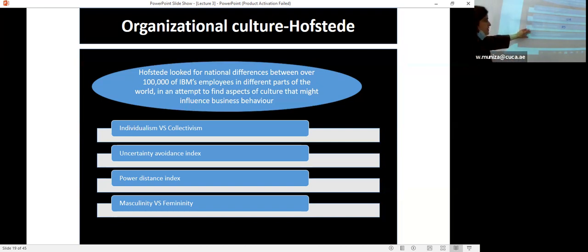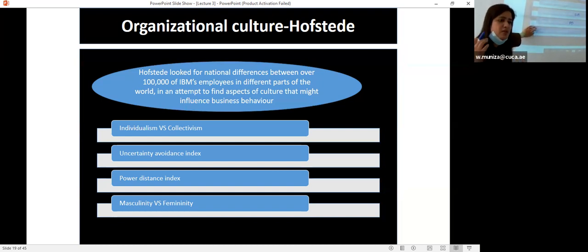Got it? Then masculinity versus femininity. This is as per the genders. Say, for example, in Japan, there is a masculinity present in that gender roles are differentiated. Obviously, men are required to do the tasks which require more strength. So when there is a differentiation among the gender roles, it is known as a masculine one. And when there is lesser differentiation among the roles performed in the organization, this is a femininity context.